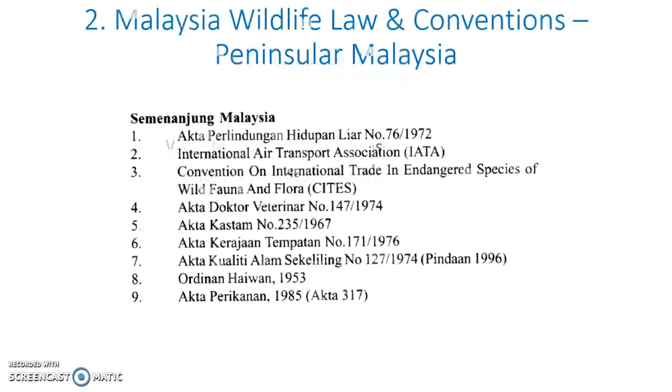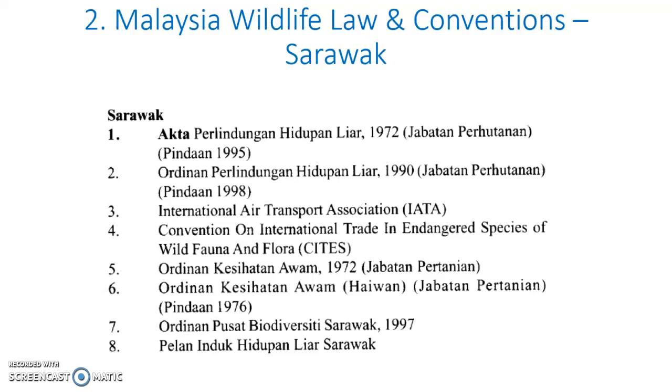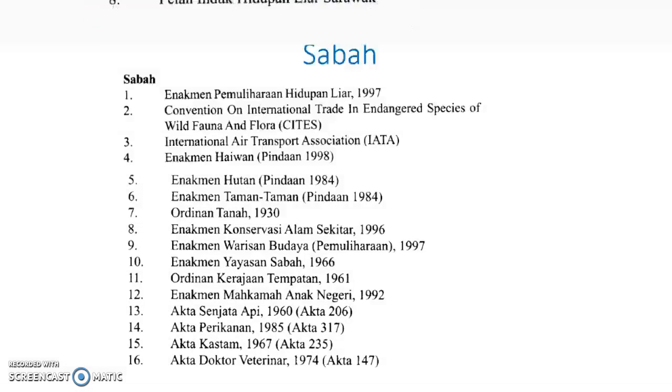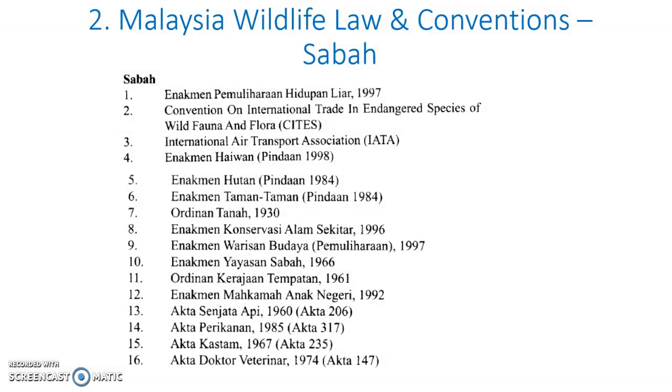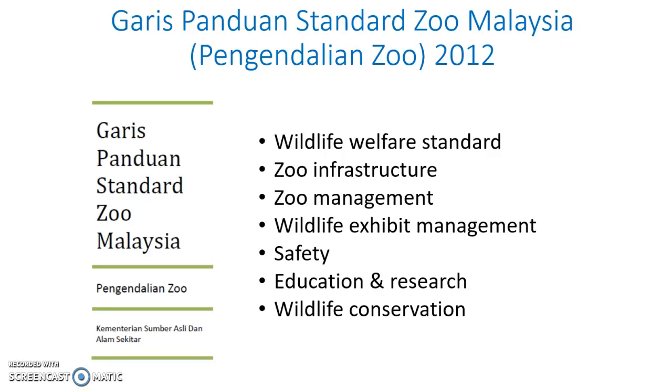So next, let's have a look at Malaysia wildlife law and conventions. This is from Peninsular Malaysia. You see, in Semenanjung Malaysia, you can see these 9 wildlife law and conventions. And then in Sarawak, you can see these 8. While in Sabah, you have quite a lot. There's 16 which are related to wildlife law and conventions. But then again, there's none which talks about zoo and exhibits.